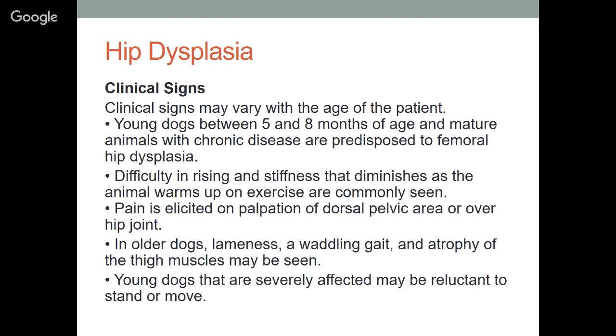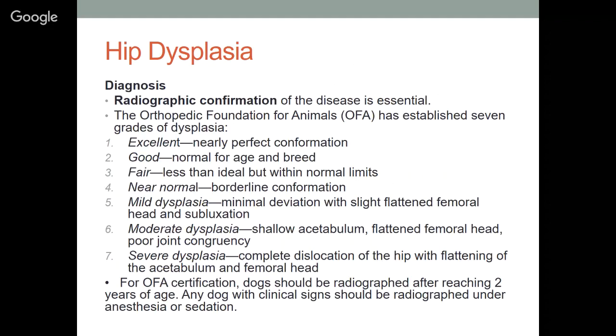If I am moving the hip and I take the back leg and I pull it back and we get pain, then we know we have pain in the hip joint. In older dogs, lameness, a waddling gait, atrophy of the thigh muscles can be seen from chronic hip dysplasia. Young dogs that are severely affected may be reluctant to stand or move. It'd be very sad to see that. So we want to see radiographic confirmation of this disease.